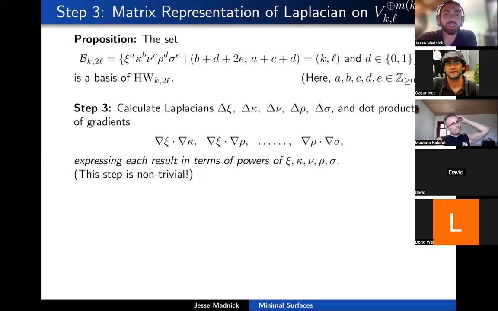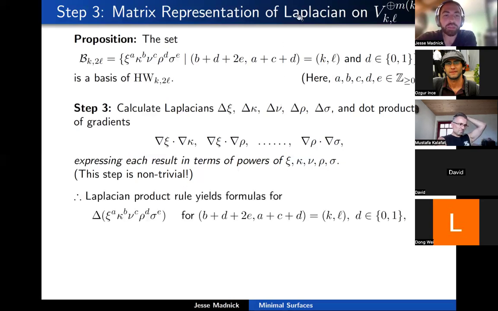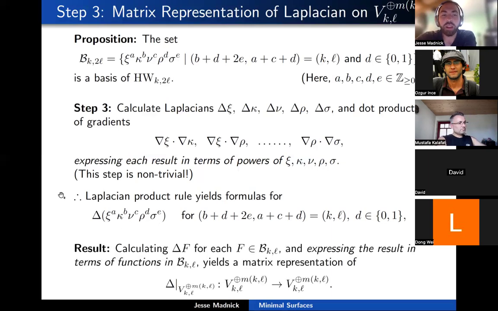Okay, but once you've done this, what do you get? If you can compute these Laplacians in a nice way and the dot product of these gradients, then you can use the product rule for the Laplacian to compute the Laplacian of any of these, right? That's the point. And what that accomplishes is that now finally we have calculated the Laplacian of f for each basis function f, and we've expressed the result in terms of these basis functions. And that's exactly what it means to have the matrix of a linear operator. Okay, so that's what it means to have the matrix of the Laplacian on this isotypical summand. So we have succeeded in our goal.